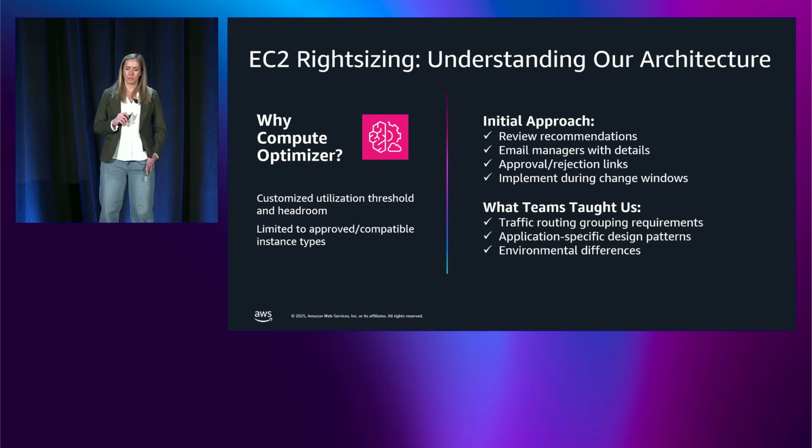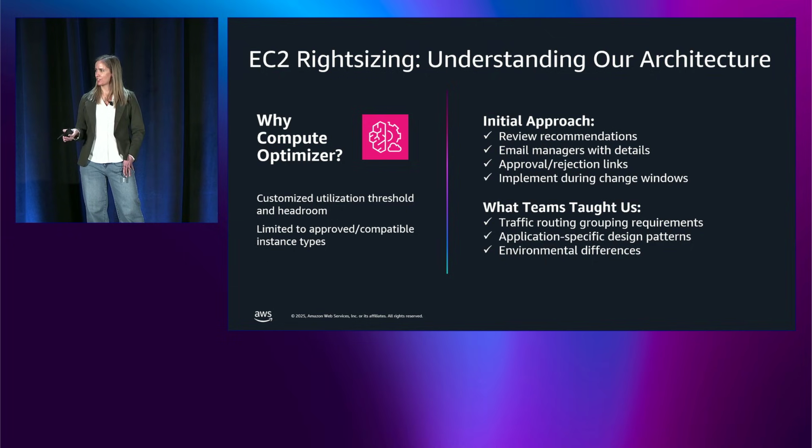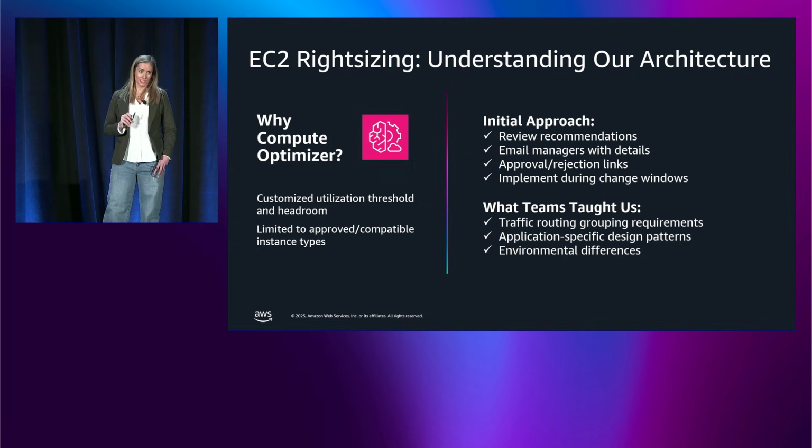The first run at this was pretty simple. We looped through the recommendations, further refined them to low-risk options with no architectural changes, generated an email with an approval link for the managers, and then executed approved changes during our standard change window. And I think I had about 3 approvals through the system. So once again, we had to take to the teams and try to figure out what we were missing.